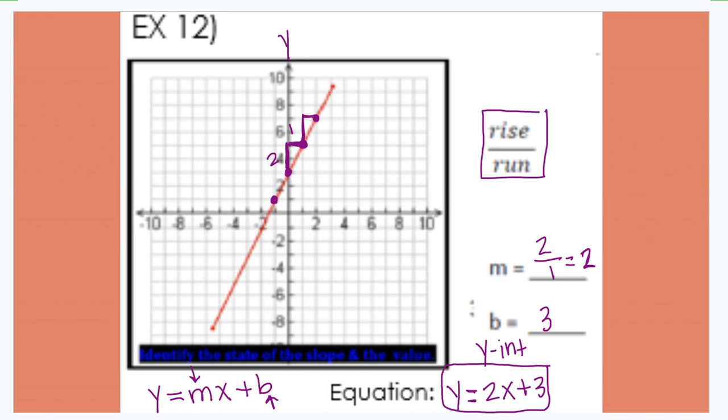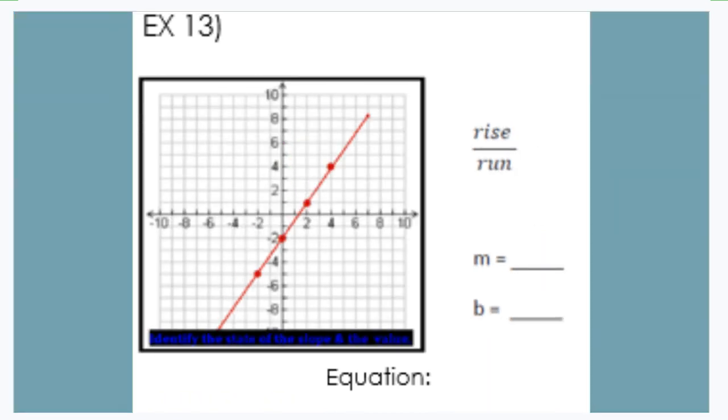Let's do some more. Example 13. We're first going to locate our y-intercept. Always first find your B. So follow your y-axis until you reach where the line crosses the y-axis. And this one crosses right here at -2. So B is -2 in this example.